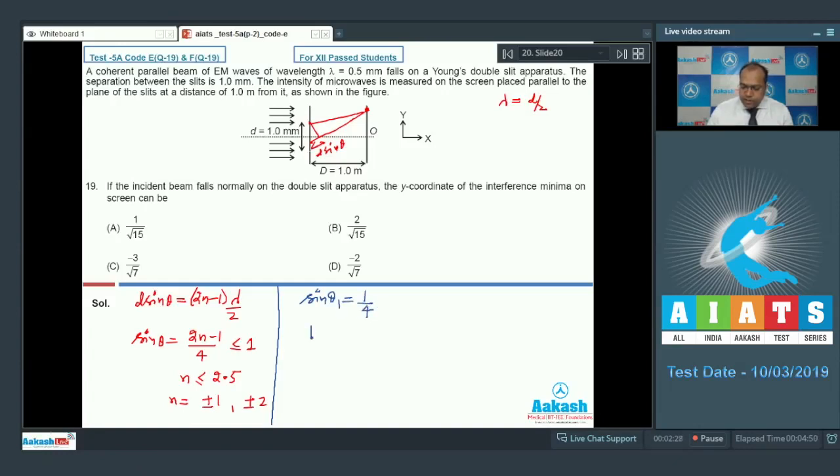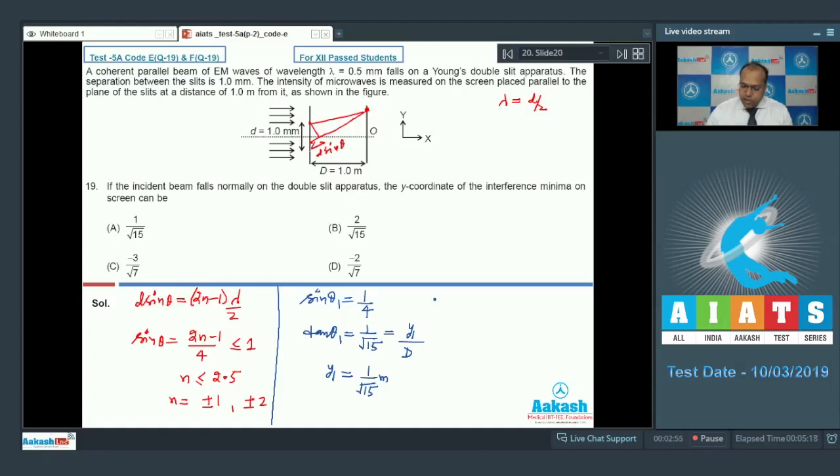In that case, tan theta 1 comes out to be 1 by root 15, and that is equal to the position of minima y1 divided by capital D. So the position of y1 comes out to be, capital D is 1 meter, so 1 by root 15 meter.